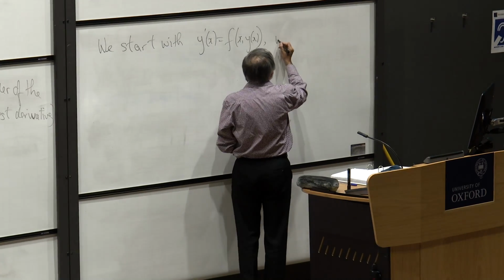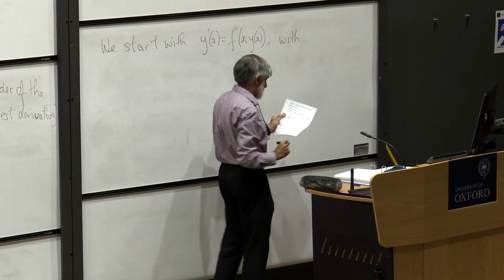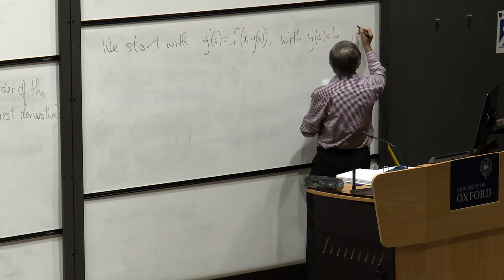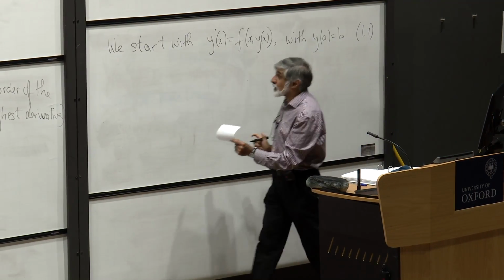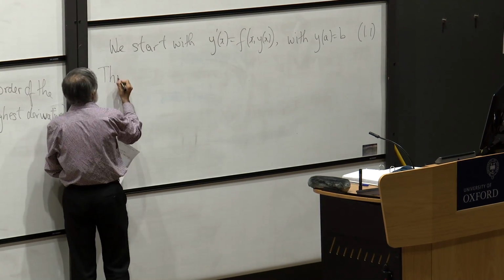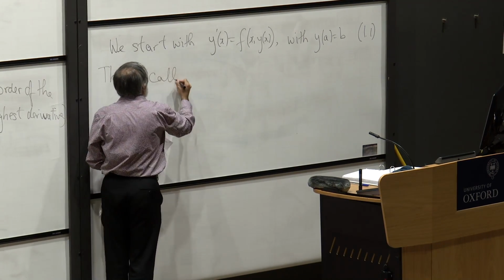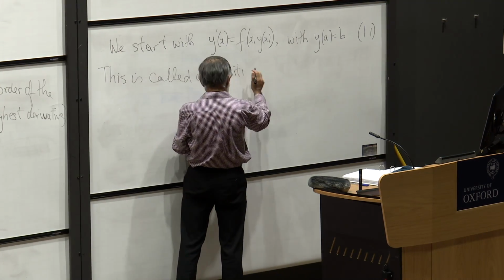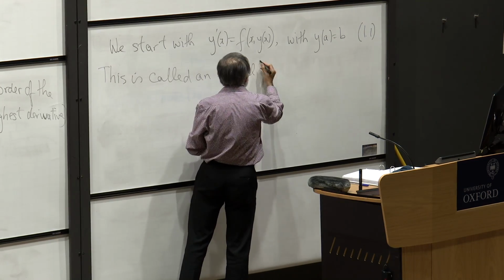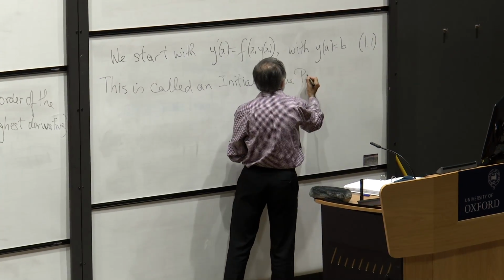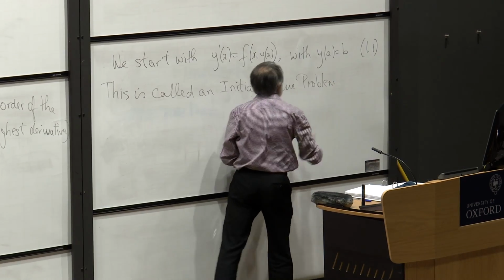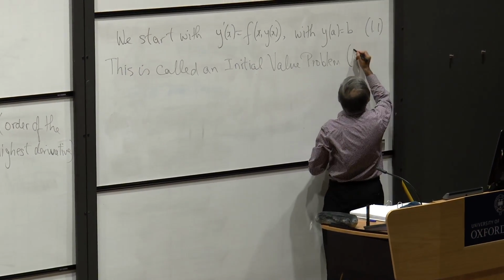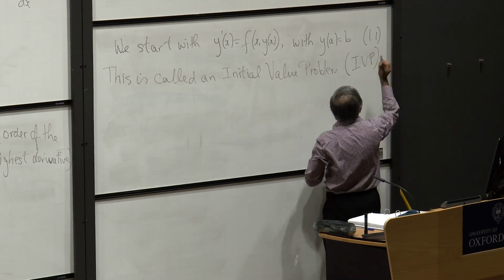And you should know that you need an initial condition, typically. So that's 1.1. And this is called an initial value problem, because you're given an initial value. So we just call that IVP.